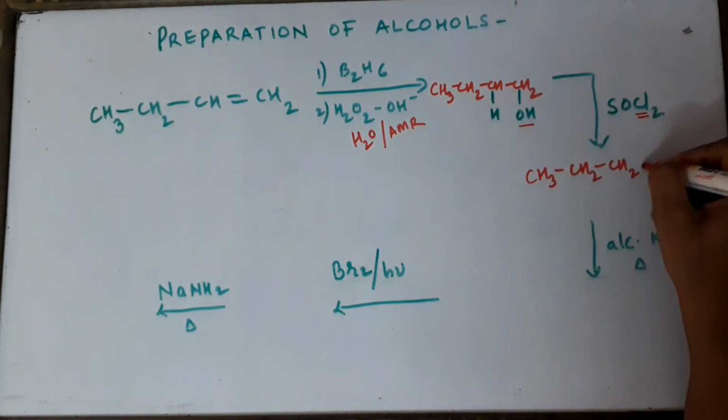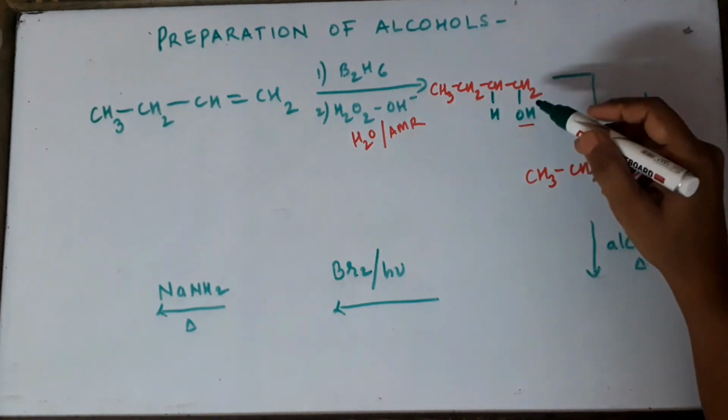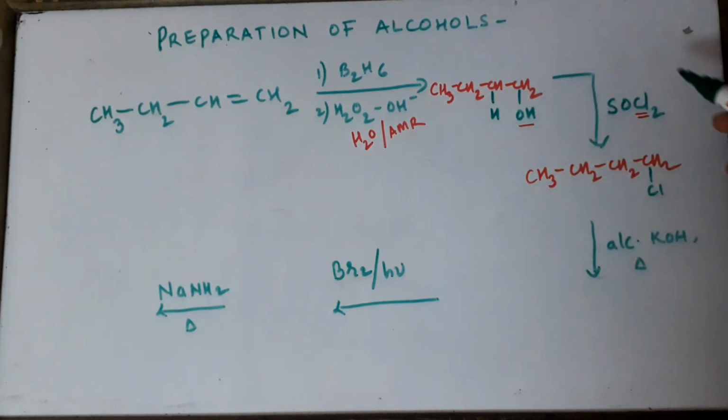CH3CH2CH2CH2, and what we are going to write there instead of OH is Cl. So this was a kind of nucleophilic substitution, and it is a primary alcohol, so it will undergo the reaction quite easily. Now what happens next is we are going to treat this with alcoholic KOH, and alcoholic KOH reminds you of beta elimination reaction.